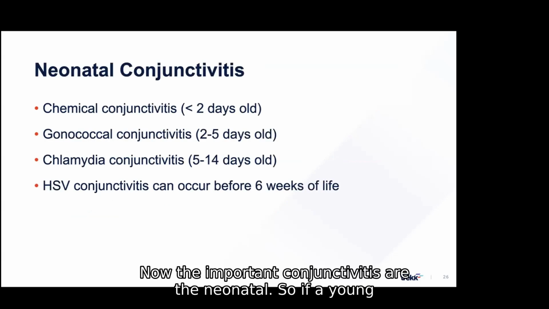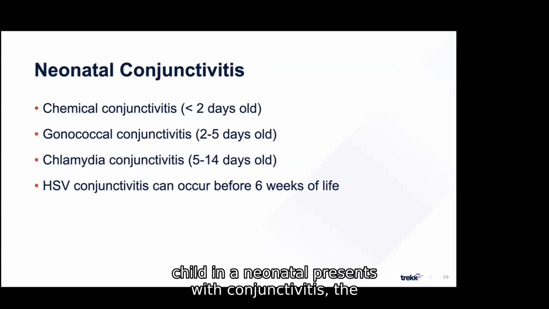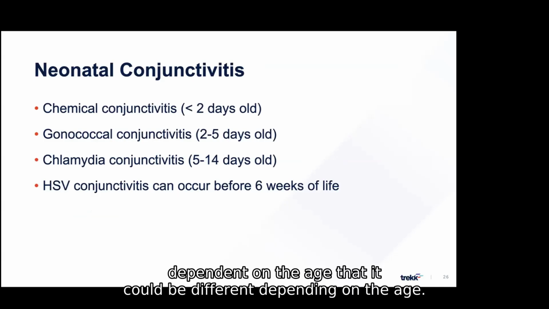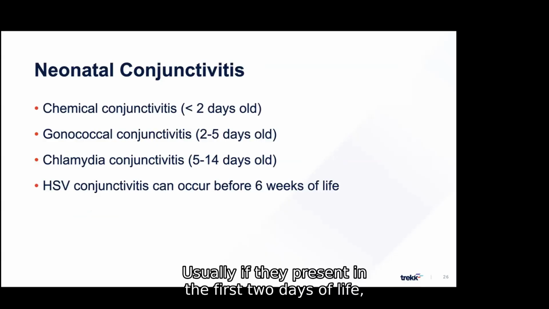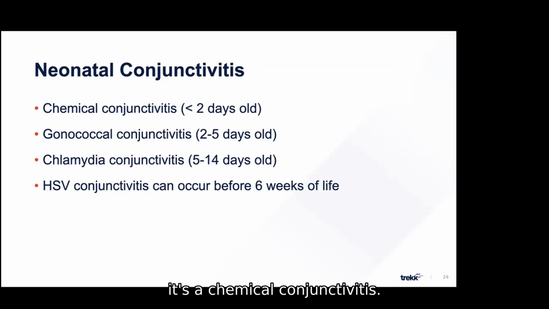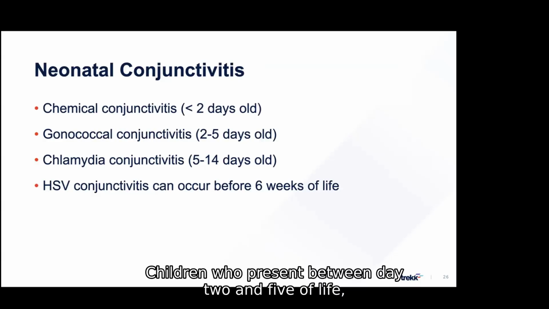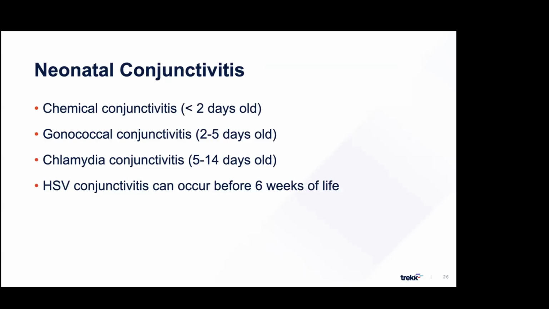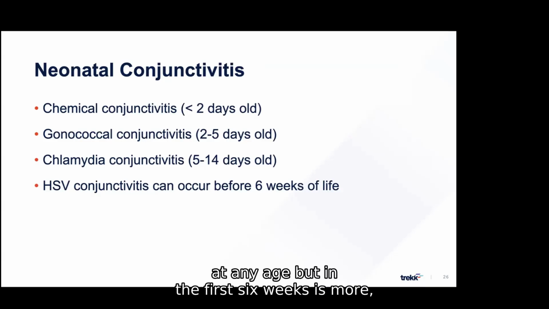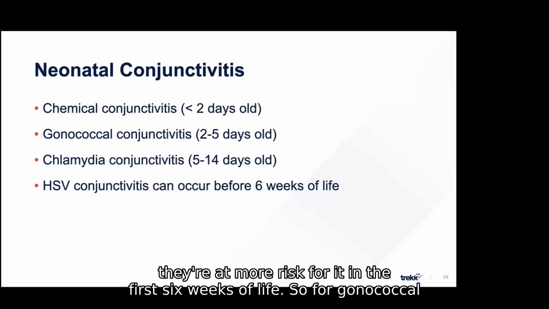Now, the important conjunctivitis is the neonatal. If a young child or a neonate presents with conjunctivitis, the pathology could be different depending on the age. Usually, if they present in the first 2 days of life, it's a chemical conjunctivitis. Children who present between day 2 and 5 of life, gonococcal conjunctivitis is a big concern. Between 5 and 14 days of life, chlamydia conjunctivitis. And finally, HSV conjunctivitis can of course present at any age, but there is more risk in the first 6 weeks of life.